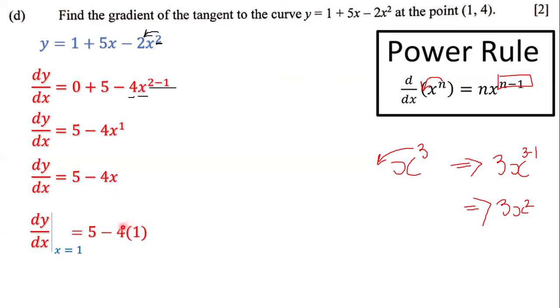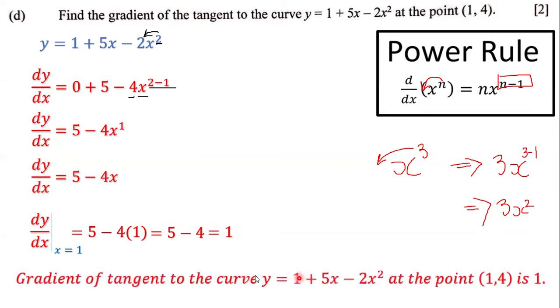And so we have 5 minus 4 times 1. What is 4 times 1? 4 times 1 is 4. And so we have 5 minus 4, and 5 minus 4 is definitely 1. So that means that the derivative evaluated at x is equal to 1 is going to be equal to 1, which means that the gradient of the tangent to the curve is actually equal to 1. So the slope is 1. So therefore, the gradient of the tangent to the curve y is equal to 1 plus 5x minus 2x squared at the point 1, 4 is 1.